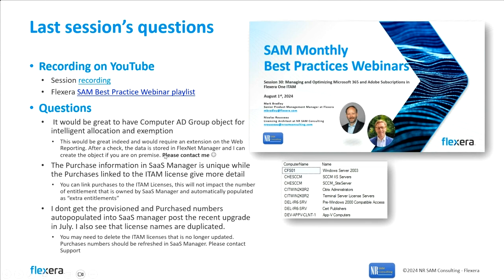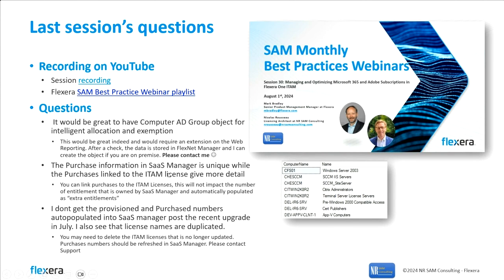So my answer is, until this is a feature in the product, having the ability to build a report which shows the computer and the related AD groups, you can contact me if you are on-premise, and I can implement that in a matter of hours. So that's the answer, and probably expect this to happen in the product, because when something is simple and we know how to do it, even a partner like me can provide and help on this productization of features. The second question was about the purchase information in SaaS Manager, which is unique.